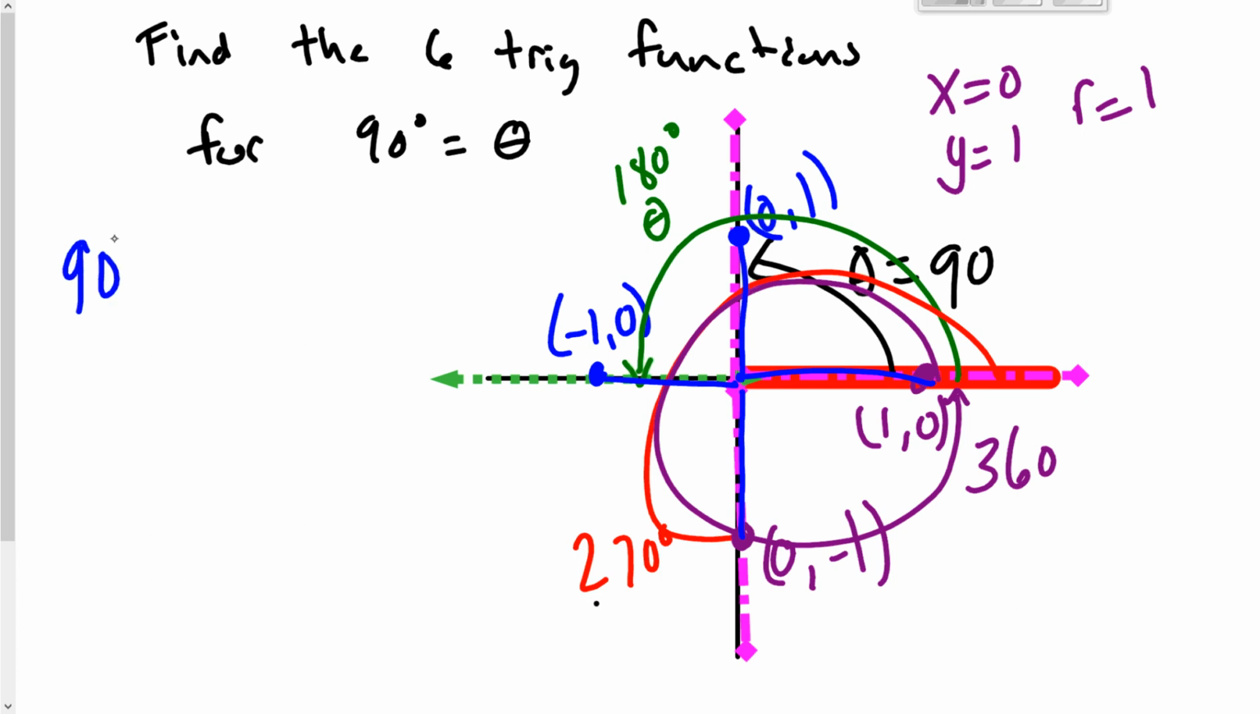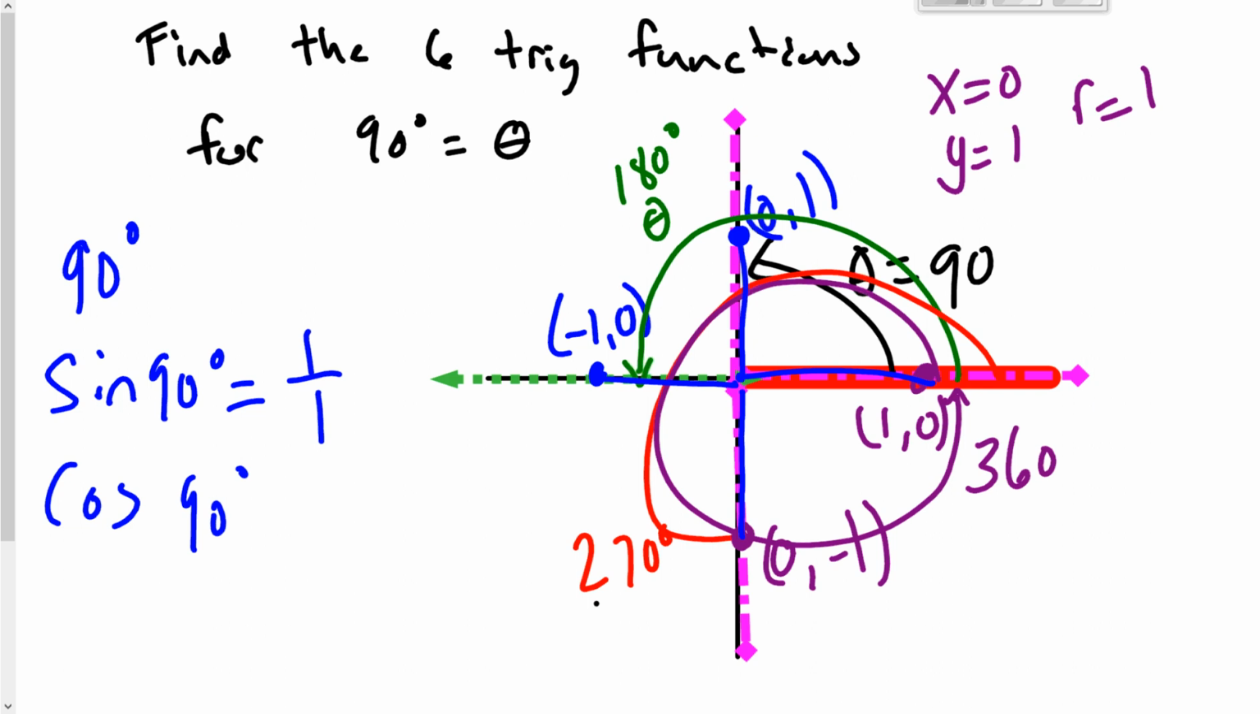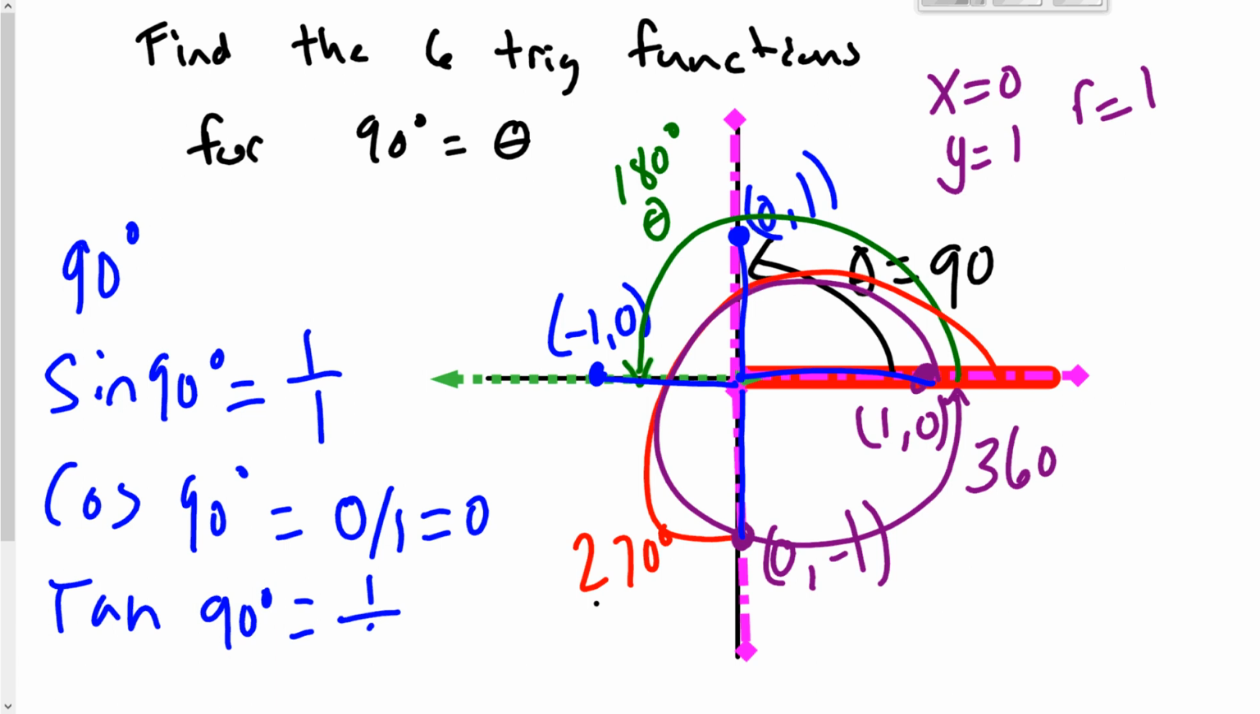So 90 degrees. And we look at sine of 90. That is going to be our y over r. Cosine of 90 is x over r, which is 0. Tangent of 90 is y over x, which can't divide by 0, so that's undefined.